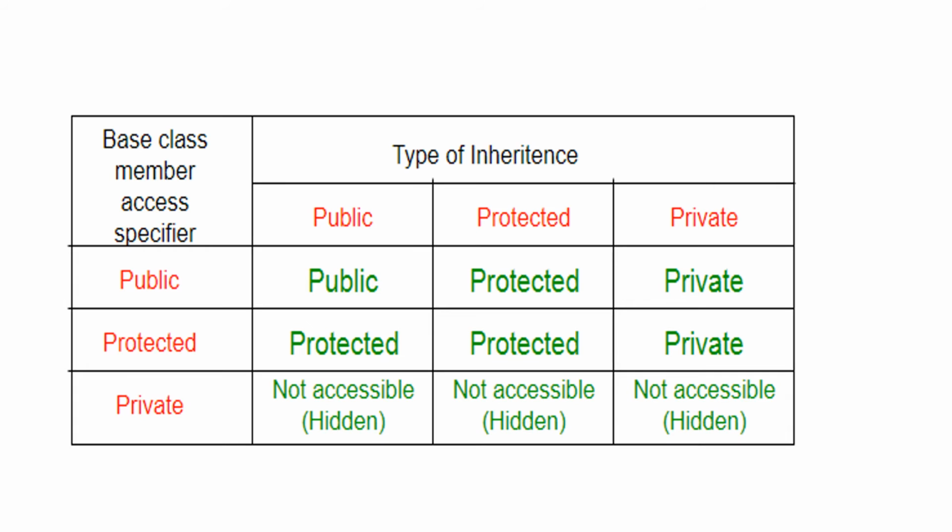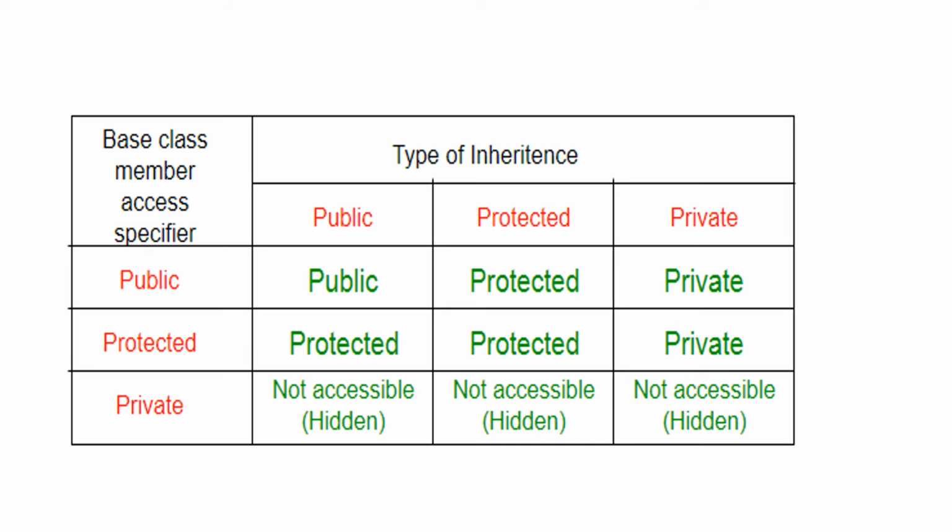If your base class access specifier is public and you inherit with protected, then the public data members and member functions of the base class will become protected. That means you can inherit the values from one base class to another derived class. If you have declared the base class members as public and you inherit with private, then the public member functions and data members of the base class will become private.